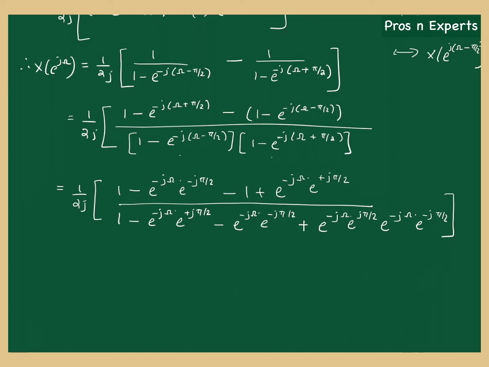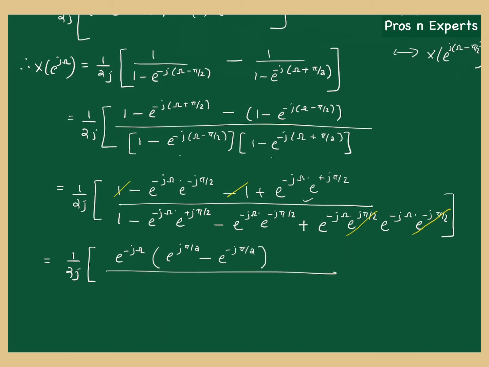So readily we can cancel 1 minus 1. Then here we can have e raised to j pi by 2 and e raised to minus j pi by 2. They will cancel to give 1 and nothing else. Okay, now again we can simplify this as 1 by 2j into, from these two terms I can take e raised to minus j omega outside. So e raised to minus j omega into, I am taking this first term, e raised to minus j omega into e raised to j pi by 2 minus e raised to minus j pi by 2.